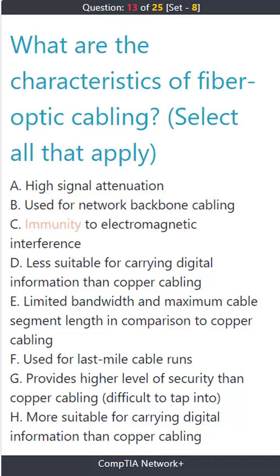C. Immunity to electromagnetic interference. D. Less suitable for carrying digital information than copper cabling. E. Limited bandwidth and maximum cable segment length in comparison to copper cabling. F. Used for last mile cable runs. G. Provides higher level of security than copper cabling, difficult to tap into. H. More suitable for carrying digital information than copper cabling.